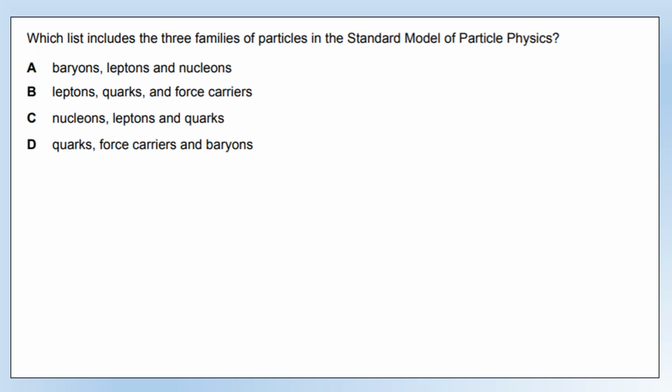Okay, so which list includes the 3 families of particles in the standard model? The 3 things are leptons, quarks, and force carriers, essentially. So that's going to be option B. If we look at the other ones, nucleons are just things made of baryons. So again, that's why C is not correct. And baryons are made of quarks, so again, it's not really one of the families.